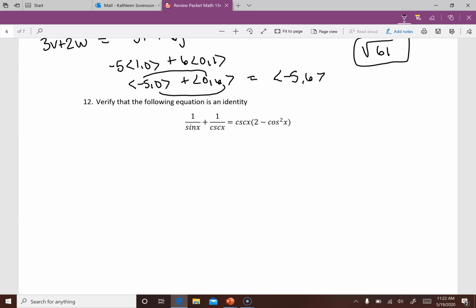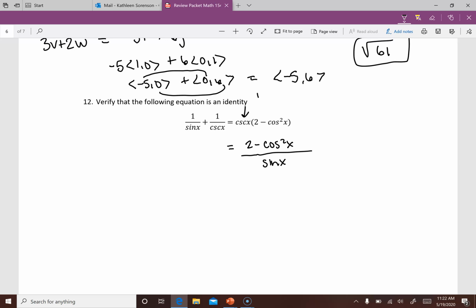All right, for this one here, we have to prove that this is an identity, and to do that we have to work with the more difficult side of the equation to get it to look like this. So what I'm going to do first is I'm going to rewrite cosecant x as 1 over sine, and I can do that by having 2 minus cosine squared x all over sine x, right? Because cosecant is 1 over sine, so that's why the sine goes into the denominator.